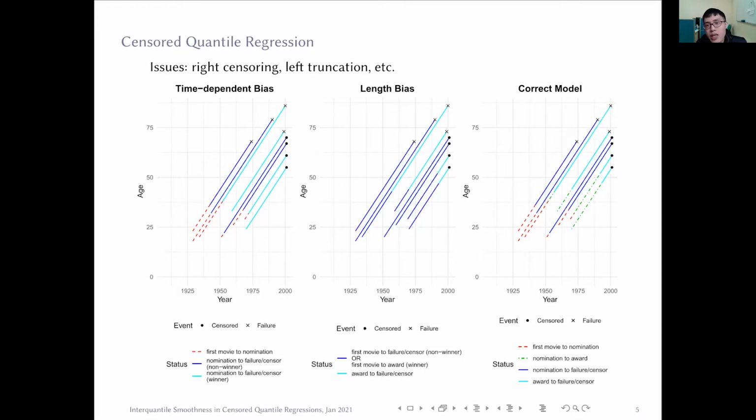Left truncation means that individuals need to live long enough to be recruited in the study. For example, in the third figure, you need to live long enough to get nominated for the Oscar Prize, so you are in the observation pool. Ignoring these issues will lead to bias.